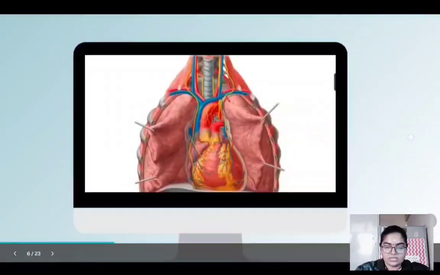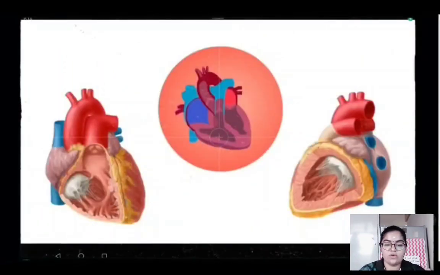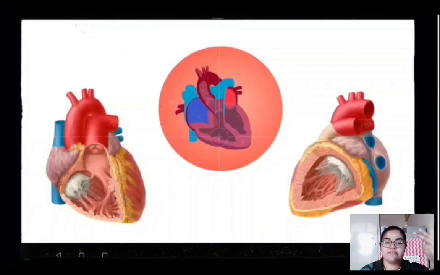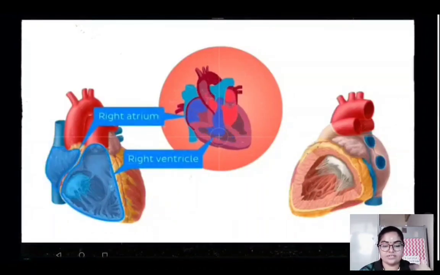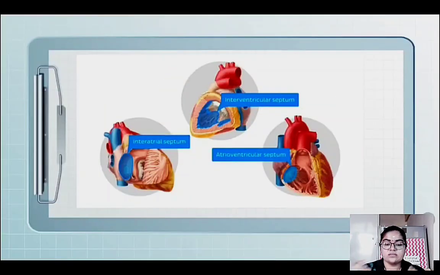Now let us look at the four chambers of heart. We have right atrium, right ventricle, left atrium, left ventricle. Right atrium and right ventricle pump deoxygenated blood towards the lung, and left atrium and left ventricle pump oxygenated blood towards the body cells. And these four chambers are separated by three septums, which are the intra-atrial septum, intraventricular septum, and atrioventricular septum. This is to make sure that oxygenated and deoxygenated blood doesn't mix.